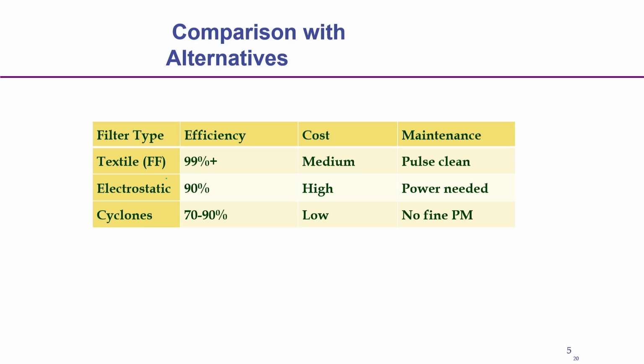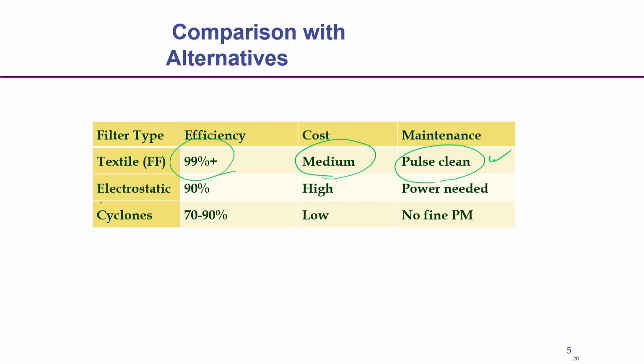So, textile filter we can get efficiency of more than 99%, and its cost is medium cost, and we can clean it by pulse jet or maybe by shaking, by washing also we can clean it. It is reusable.